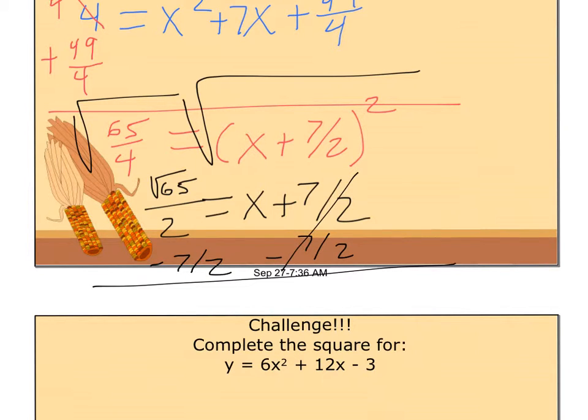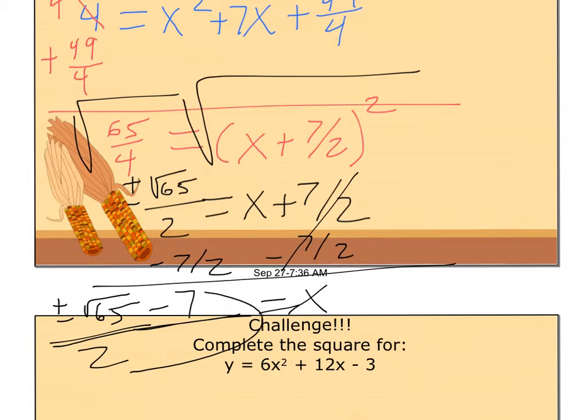That cancels. And what I'm left with here is, and I should add right here, anytime I take a square root, I have two possible solutions: positive square root 65 over 2, or negative square root 65 over 2. I need to take that quantity, and this is all over one fraction, minus 7 over 2. And there would be my solutions.